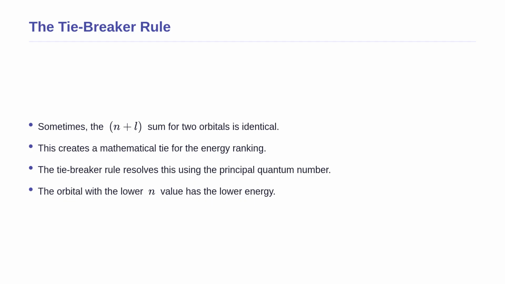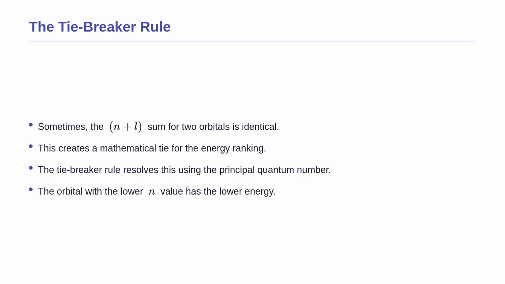This formula we just used leads us to an important question. What happens if the sums are equal? Sometimes calculating the n plus L sum for two different orbitals gives you the exact same number. This creates a mathematical tie, which can seem like a dead end. To resolve this, we must apply the official tiebreaker rule.